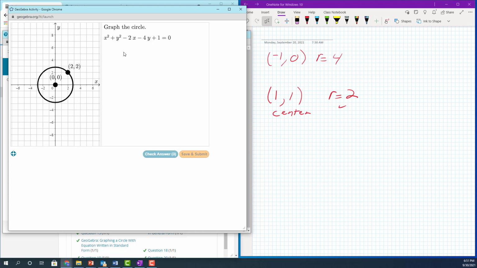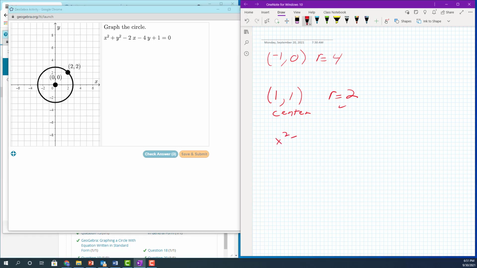Now before that happens, we actually need to convert this into center radius form. And that involves completing the square. So let's just go ahead and rewrite this equation so that we have x squared minus 2x plus y squared minus 4y plus 1 is equal to 0.